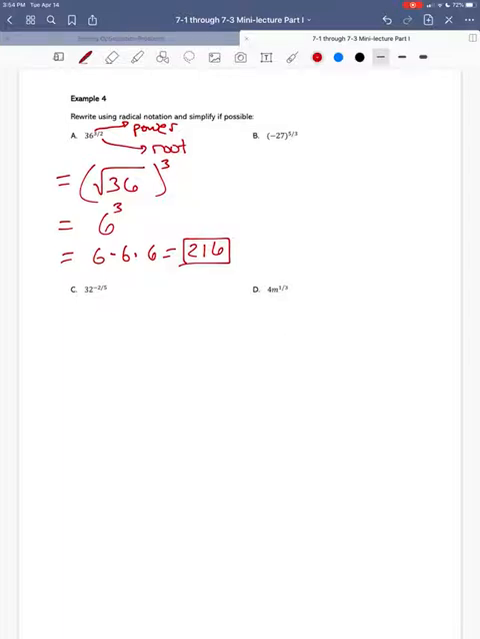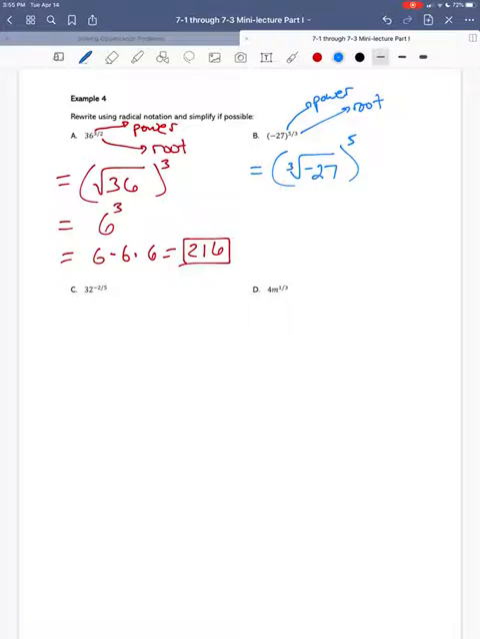Negative 27 to the 5/3. So again, this 5 is a power, and the 3 is a root. In general, I want to take the root first. So I'm going to get the cube root of negative 27, and then I'm going to take that whole thing to the 5th power.